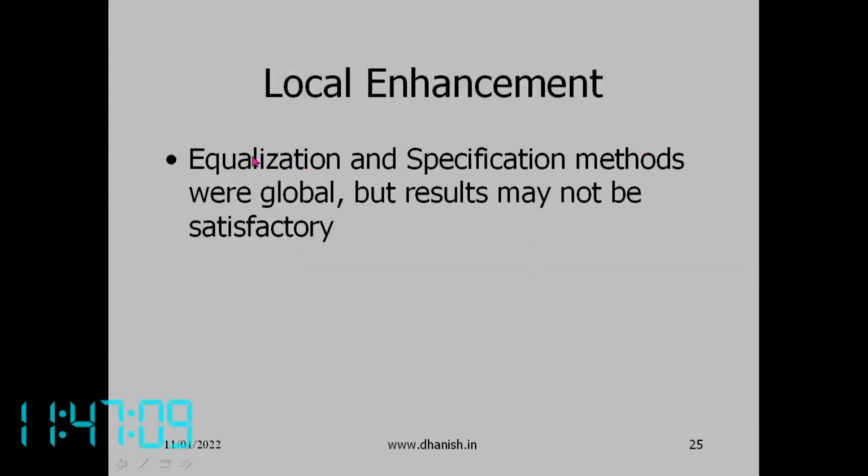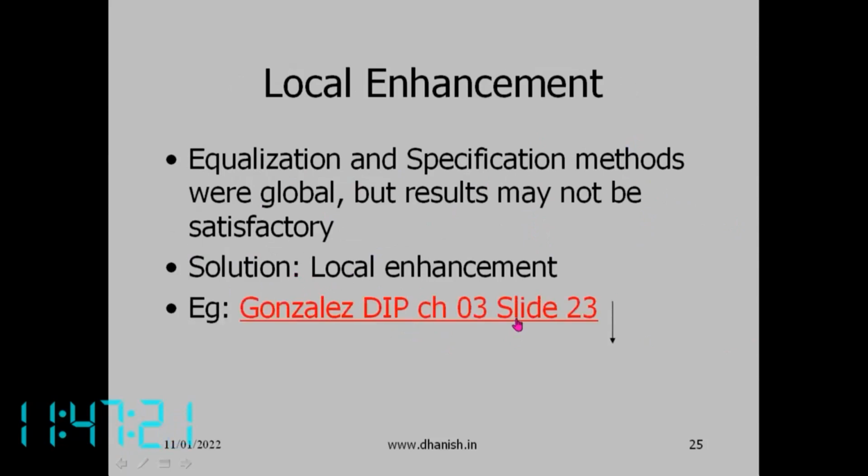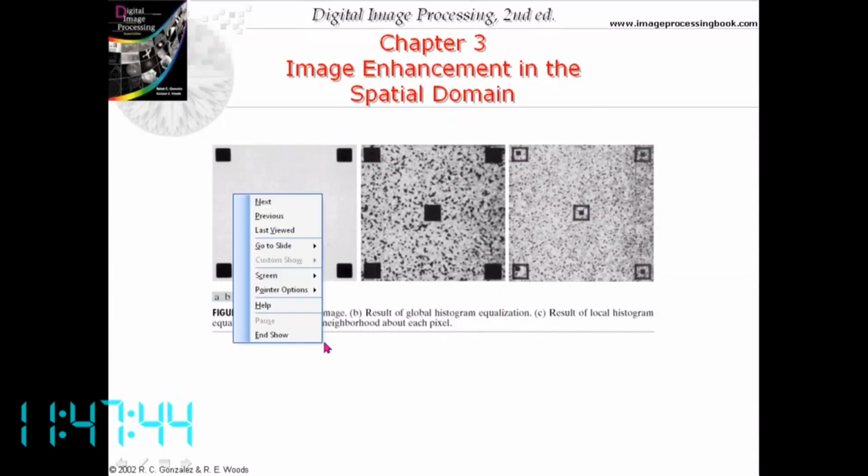So local enhancement. Equalization and specification methods are global, so results may not be satisfactory. One solution is local enhancement: you apply it region by region. That's what I did actually now. Here is the original image with global histogram equalization. It is not able to improve this region here. It's still black. But we want to get this small dot and boundary. That can be obtained by local histogram equalization.